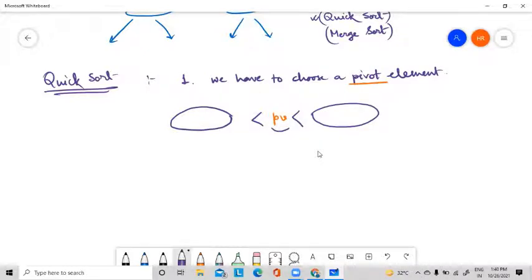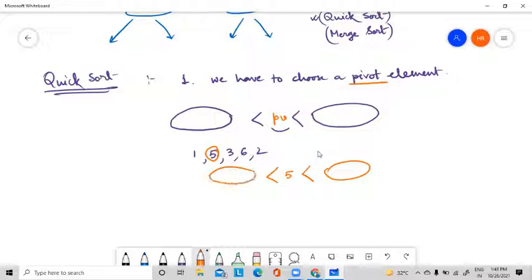Let us assume one example. Suppose I have some elements like 5, 1, 3, 6, 2. Now, suppose my pivot element is 5. If I put 5 in such a position so that all the greater elements are on this side and all the smaller elements are on this side, those elements may not be in sorted order, but pivot 5 got its proper position.